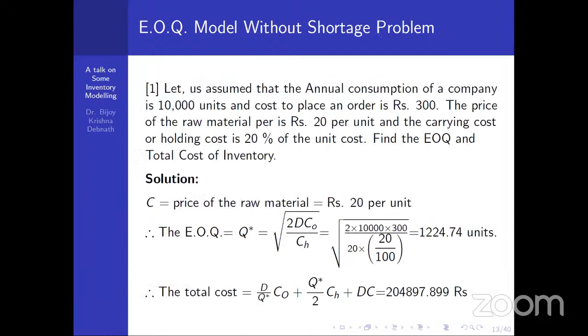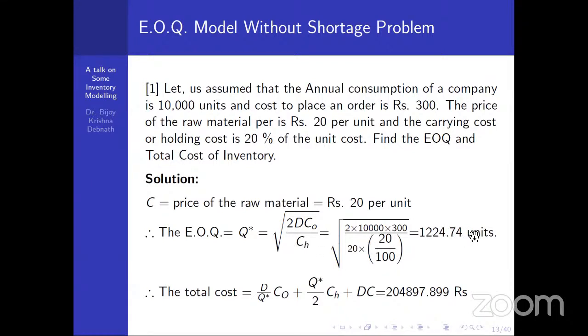So you see this example. Here the annual consumption of a company is 10,000 units. So our D is 10,000, right? And the cost to place an order is rupees 300. That means the ordering cost is 300, right? The holding cost is given in terms of the purchasing cost. That means if the purchasing cost is 20 rupees per unit, then you have to pay 20% of rupees 20 for holding. That means what is the value of CH? 20 into 20 by 100.